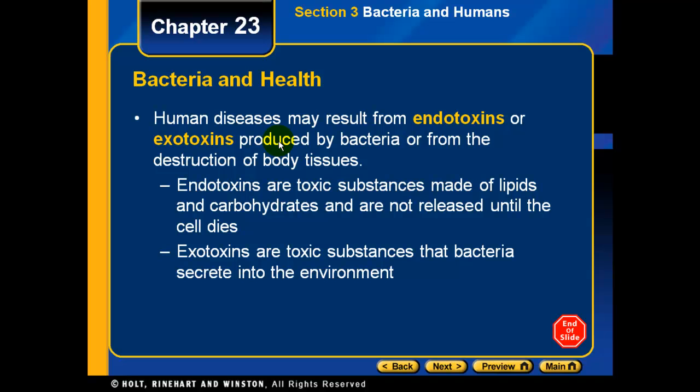Bacteria in health. There are 2 ways you can get a disease, through an endotoxin or an exotoxin. Endotoxins are inside the bacteria, so until that bacteria cell dies, those toxins are not released. Otherwise, they're exotoxins, and the bacteria actually secrete them out while they're living.